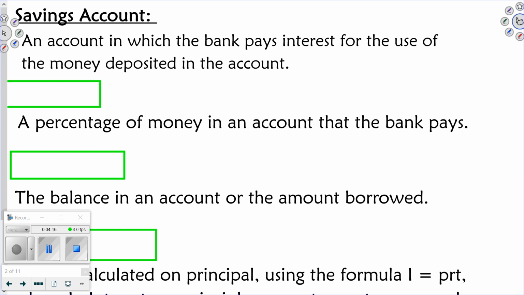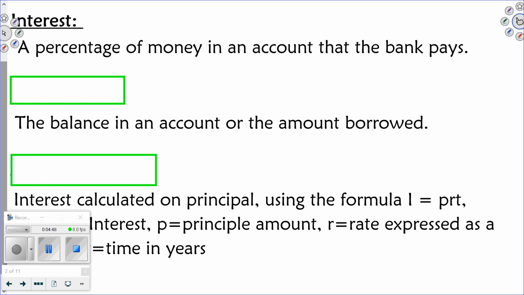All right, guys. Next thing is interest. We've kind of been throwing that word around already. Interest is just a percentage of money in an account that the bank pays. Now, most savings accounts don't have that great of interest rates. They're pretty low. There are different types of accounts at banks that you can get, and we're going to talk about a couple of them. Some of them have better interest rates than others. We'll talk about the stock market eventually.